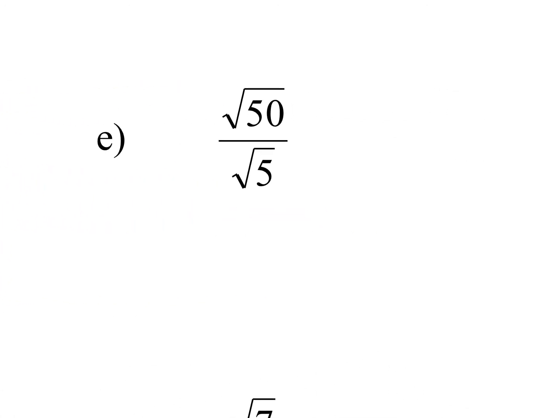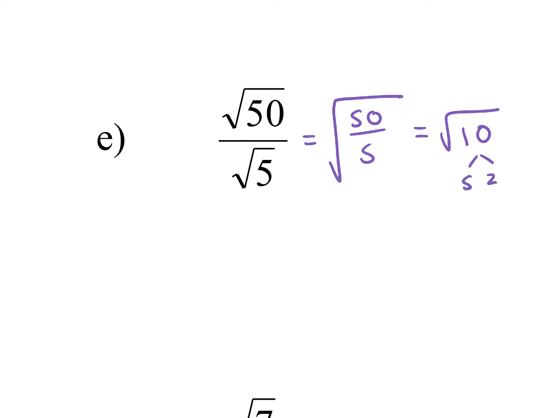Let's look at E. What should I do first? I can combine them and divide. So it's 50 divided by 5. So I have the square root of 10. What are 2 factors of 10? 5 and 2. Can I break this down any more? Do I have any pairs? No. So my answer is just square root 10.